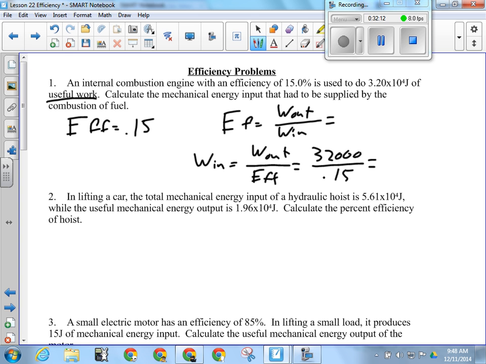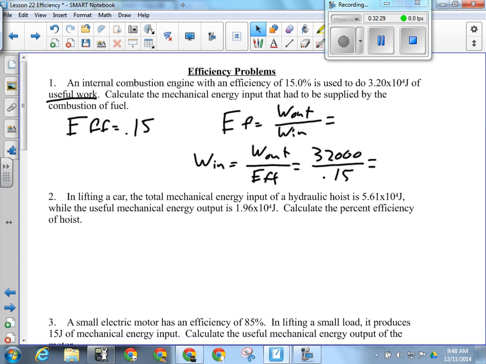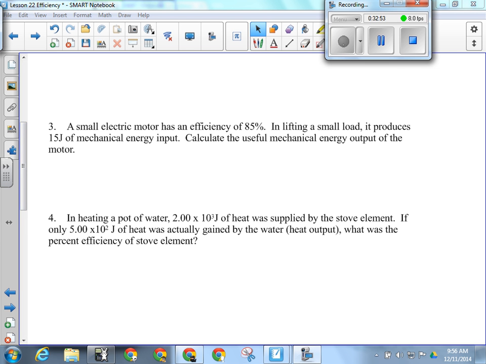No? Oh, that's weird. All right, so we're looking at 32,000 divided by 0.15. Okay, so we're looking at 213,333 joules. Okay, is that making sense? That's the hardest manipulation of that formula, so. Okay, just so that we kind of have an example of all of them.